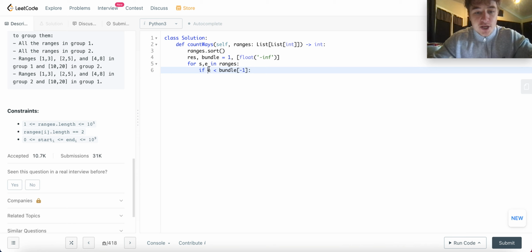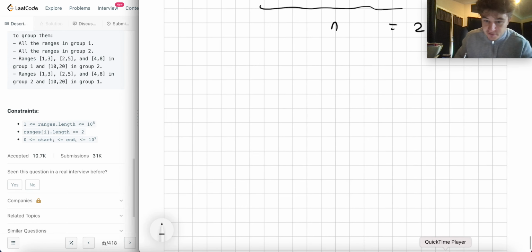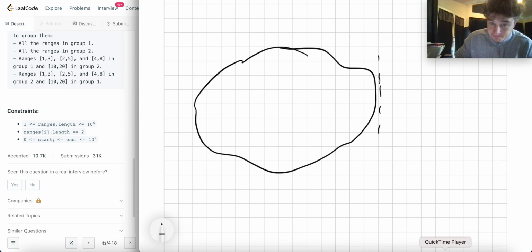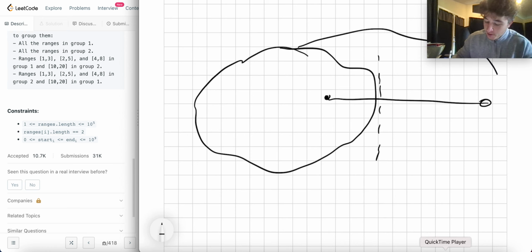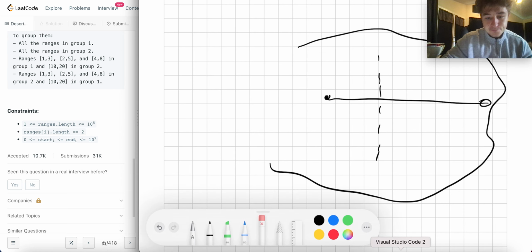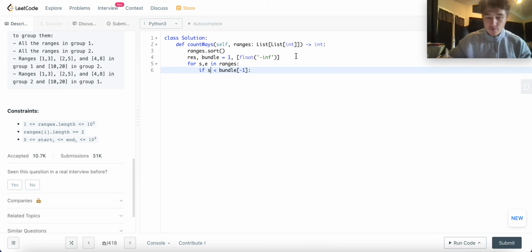No, wait. Sorry, I'm an idiot. If we start before the bundle ends, right? Which is a generalization of saying, if we have this bundle and it ends at this time, if I start before that bundle ends, then I'm a part of the bundle and the bundle gets extended. So if I start before that bundle ends, then I'm a part of that bundle.